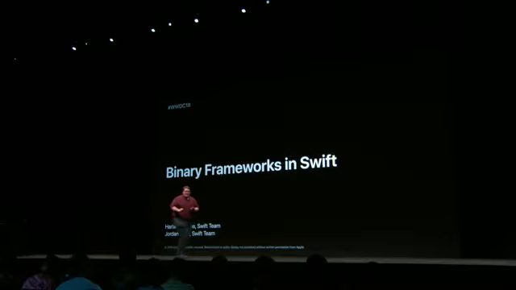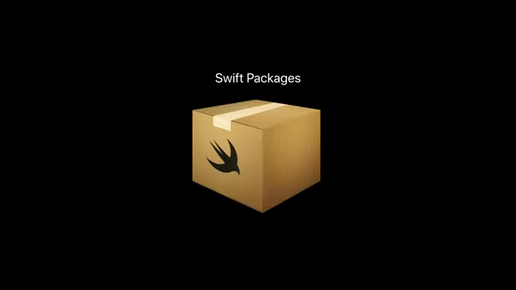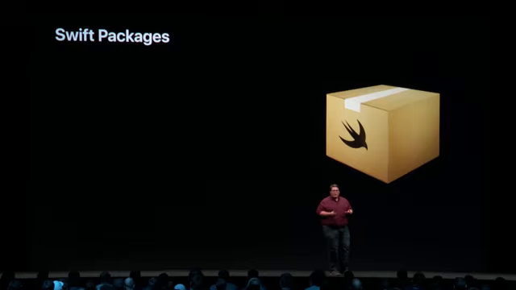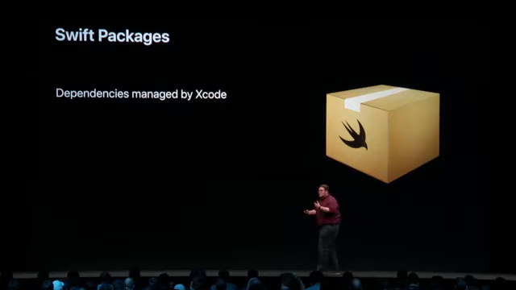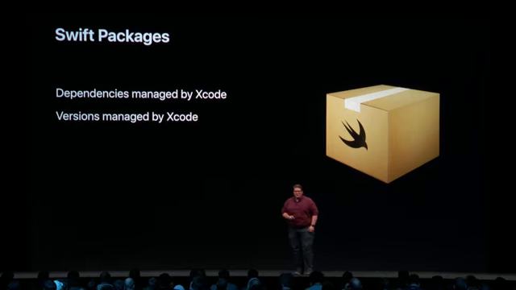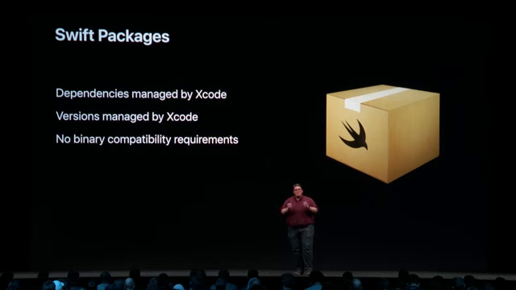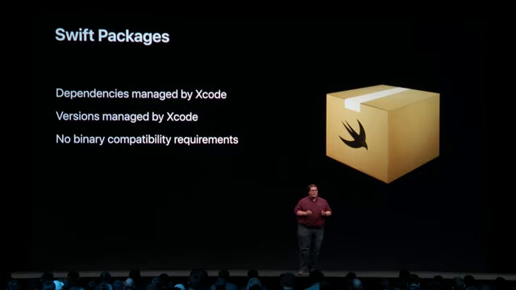Now, before I talk about binary frameworks, I actually want to take a moment to talk about Swift packages. With the new support for Swift packages in Xcode 11, it's easy to create and use them in your projects and distribute them to others. And Swift packages are a great way to distribute your code because Xcode knows how to manage their dependencies, and it'll figure out which version of your packages to use automatically. And because they're distributed in source form, there's no requirement to maintain binary compatibility with your clients. If you have the ability to ship the source code of your project, then Swift packages are really, really great.